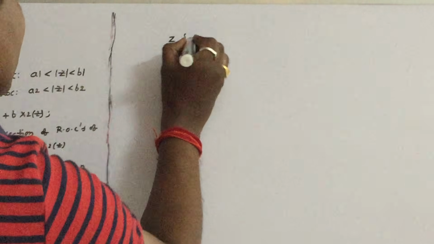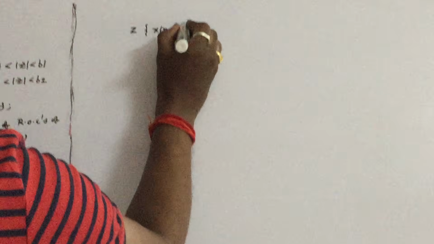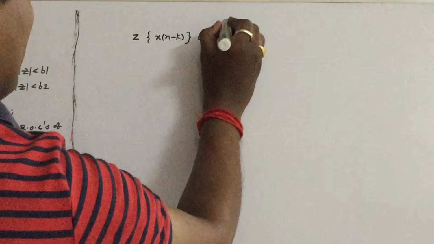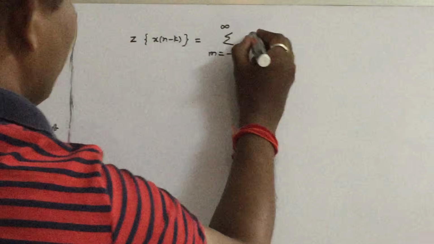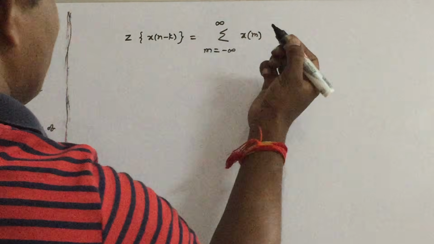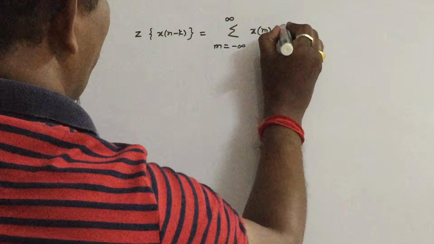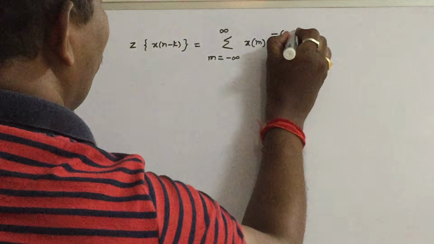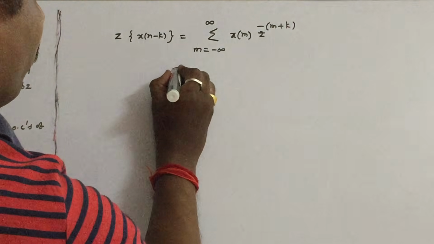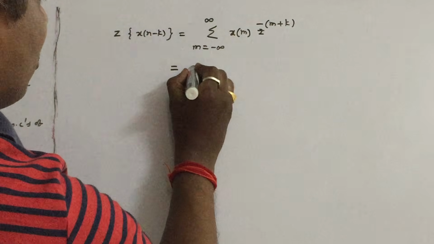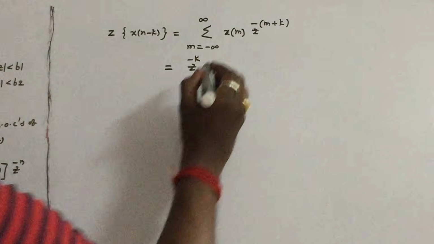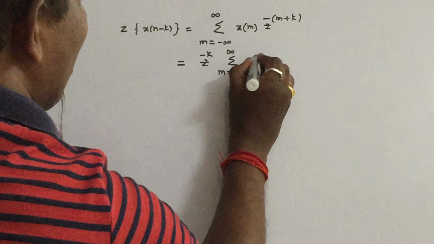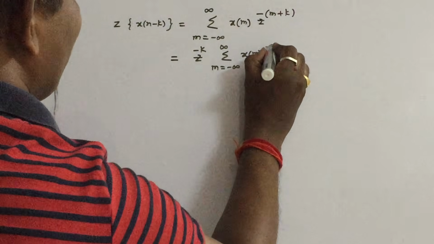So therefore what we want to find out? We want to find out the Z transform of x of n minus k. So that is equal to summation, the limits will remain same, m is equal to minus infinity to infinity, x of n minus k. N minus k is replaced by m, so z power minus n is replaced by m plus k. So therefore in this summation z power minus k is a constant. Take z power minus k outside. Summation m is equal to minus infinity to infinity x of m into z power minus m.